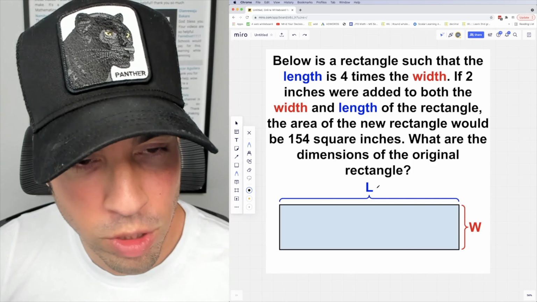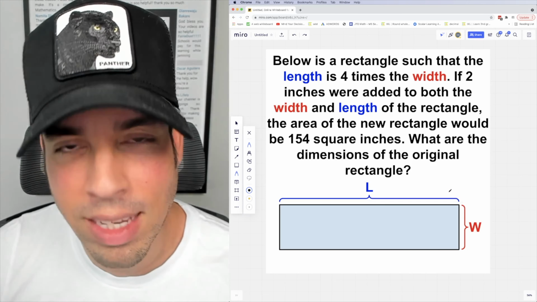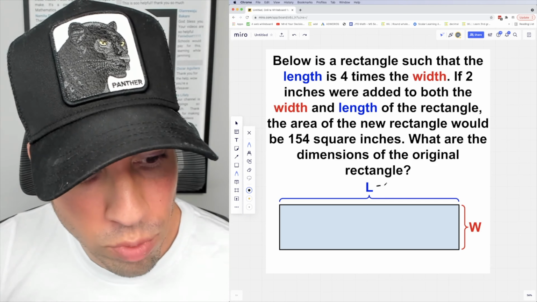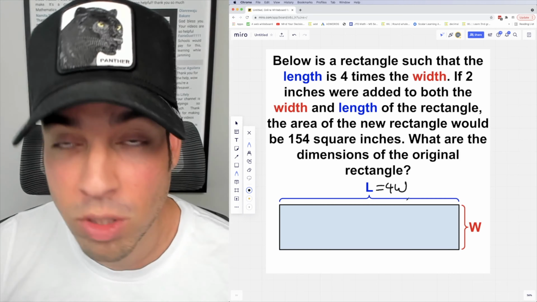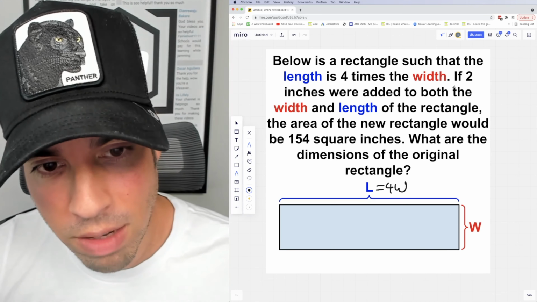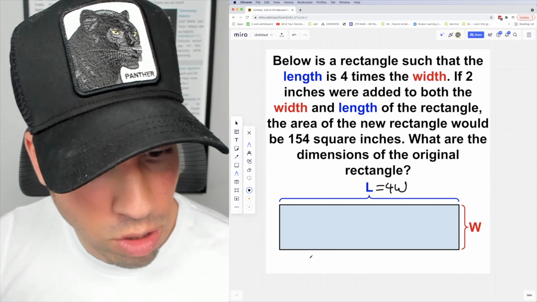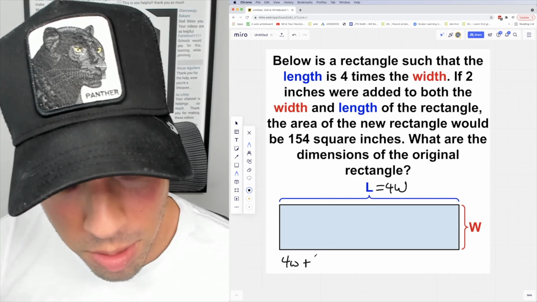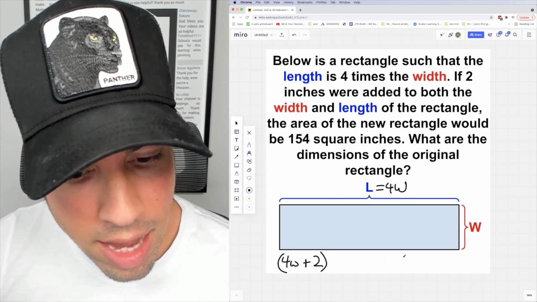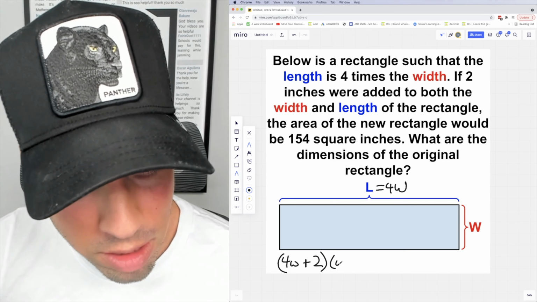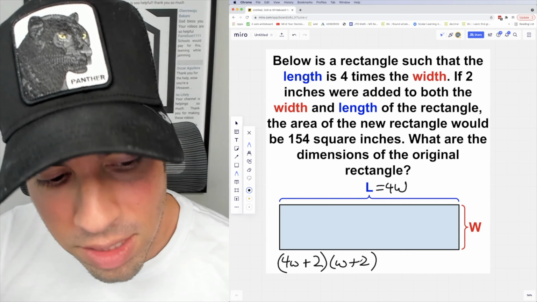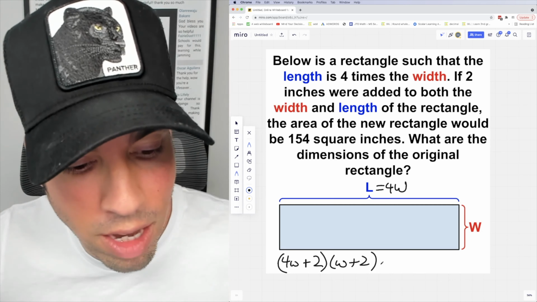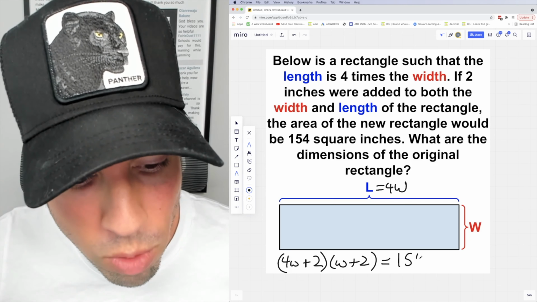So first things first, when solving something like this, I'm going to represent these guys with one variable if possible. Since the length is 4 times the width, I'm going to rewrite the length as 4w. Now I'm going to use the information in the problem to set up an equation. If I add 2 to the original length, it would be 4w plus 2. If I add 2 to the original width, it would be w plus 2. And if I multiply these new sides to get the area of this new rectangle, I'm going to get 154 square inches.